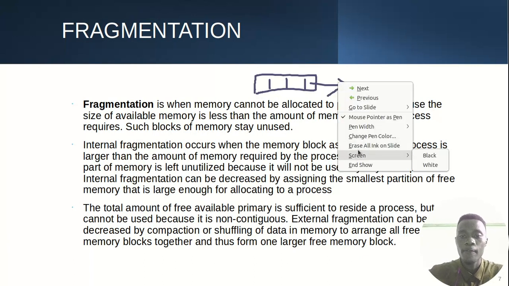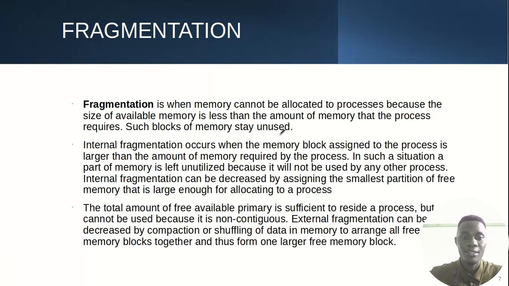Fragmentation has two types. It has internal fragmentation, whereby part of memory is left unutilized because it will not be used by any other process. The block is assigned to a process in a way that it is larger than the required block or chunk of space. To clarify more, here the operating system allocates a lot of size to a particular resource, more than is needed, giving it in excess so that it can decide on how to allocate those blocks to different processes.